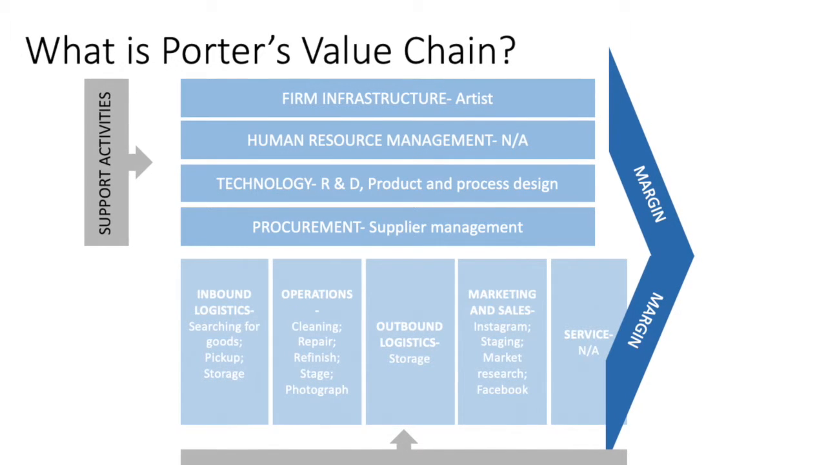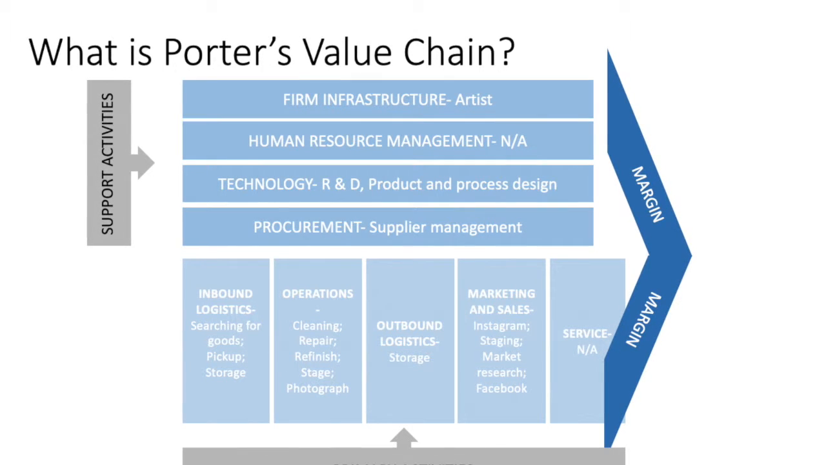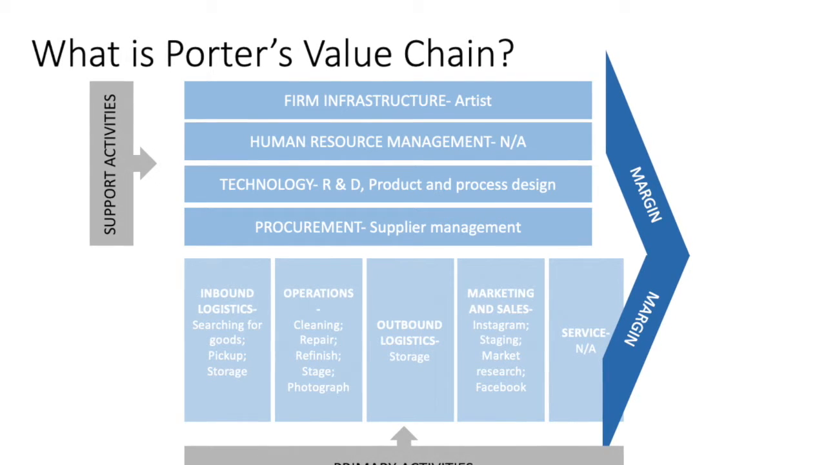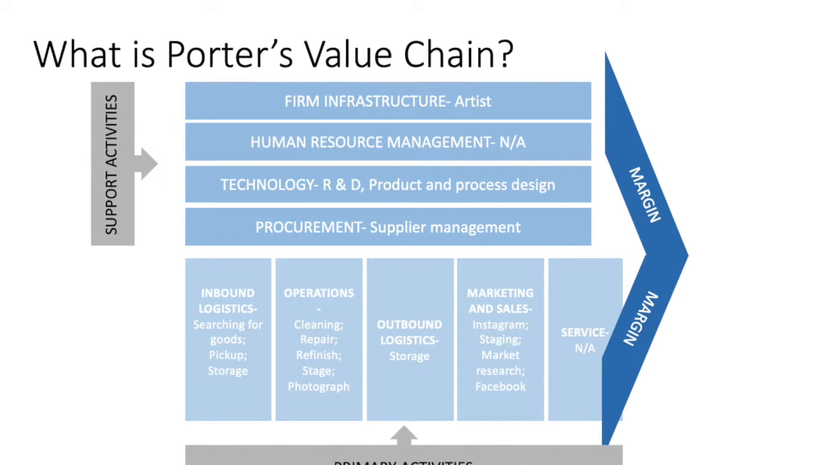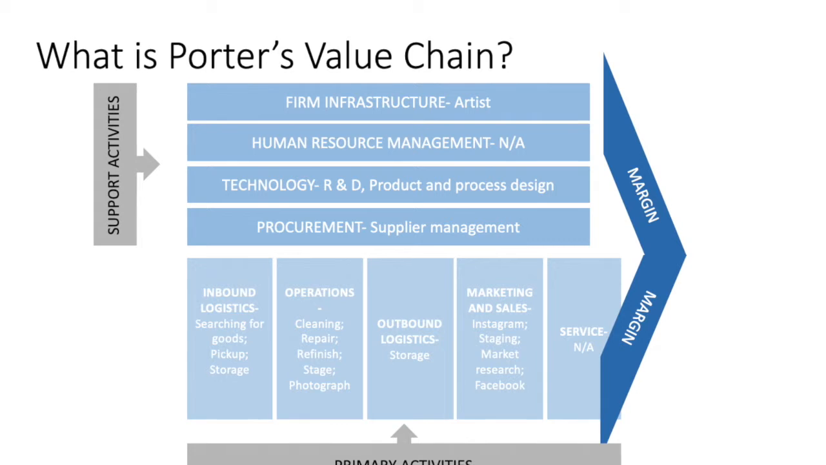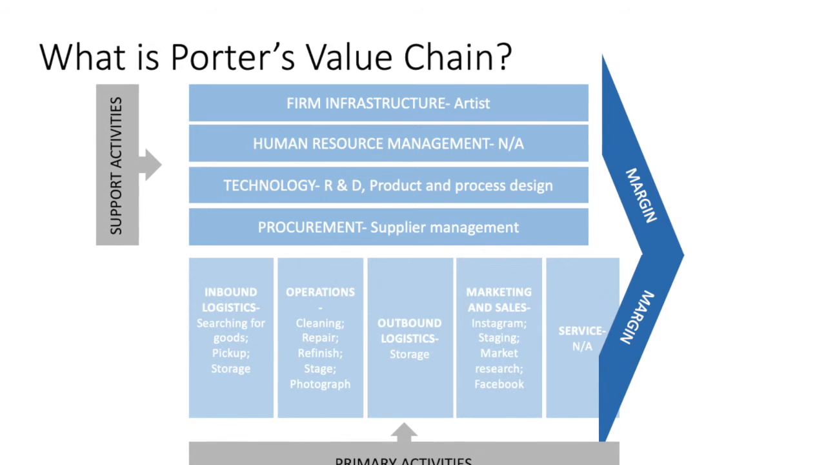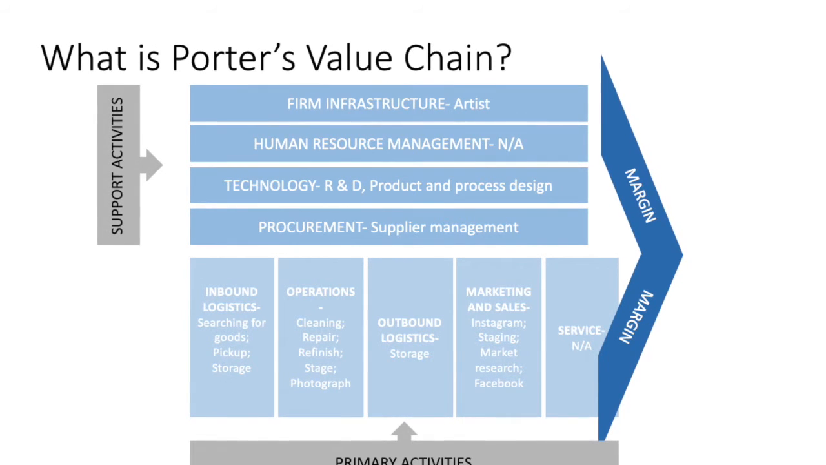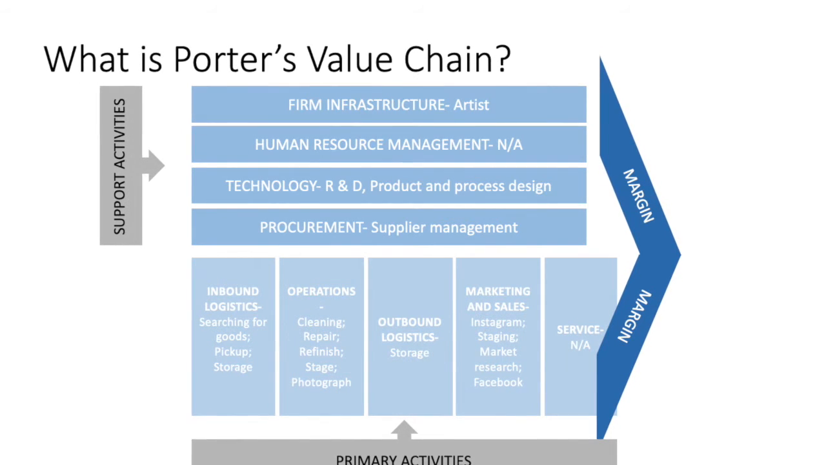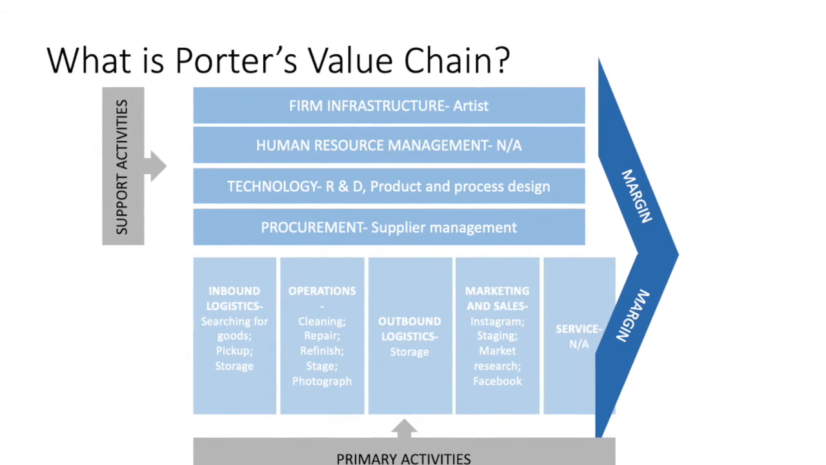For some of our primary activities, this would be inbound logistics. We search for goods, pick up the goods, and store them. These are all the processes that we do internally. Then we have operations, which would be cleaning, repair, refinish, stage, and photograph. These are the activities that change inputs to outputs and how they're sold to customers. Then we have outbound logistics, which is storage. How do we deliver our products? We don't actually deliver. The buyers pick up from our home, so all we do is store them until they're picked up.